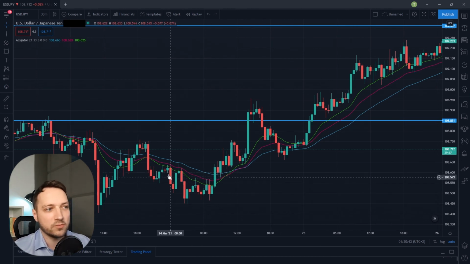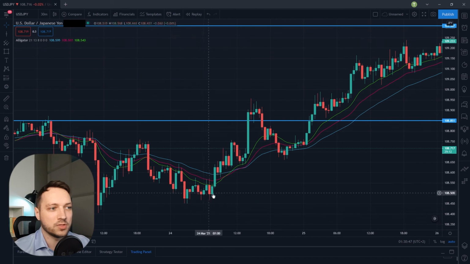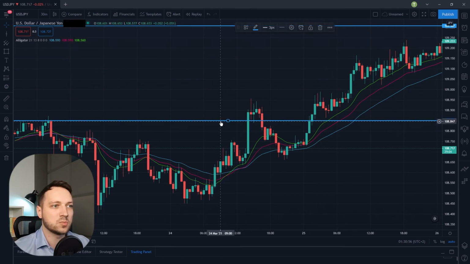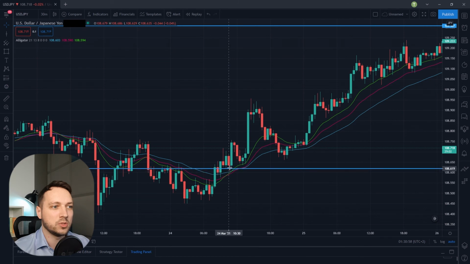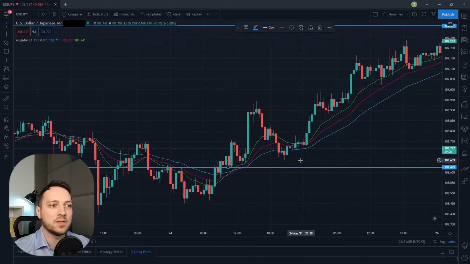So we have the green line, the lips, below the two other lines. We have the chart also below, and we have here the signal to enter a buy trade because we have the candlestick closing above the middle line. So let's mark it with this horizontal line. We could enter a trade here, and the exit point with this methodology would be here, right?